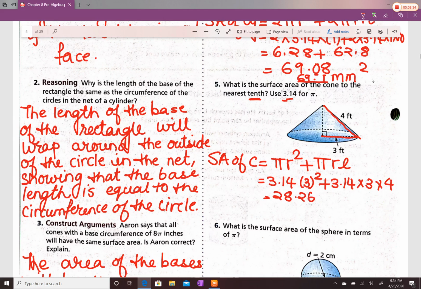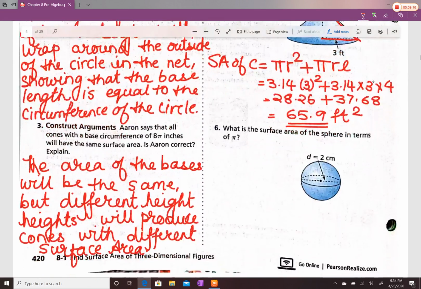9 times 3.14 is 28.26. Guys, at this point, you're not supposed to round it up to the nearest tenth. Whatever numbers you get, 3, 4, 5 digits, you write all the numbers. At the end, you're supposed to round it up. Okay, so 3.14 times 3 times 4. If you do it on your calculator, you get 37.68. If you add them up, you get 65.9 feet square. Okay, good. Thank you. If you understood it, I appreciate it.